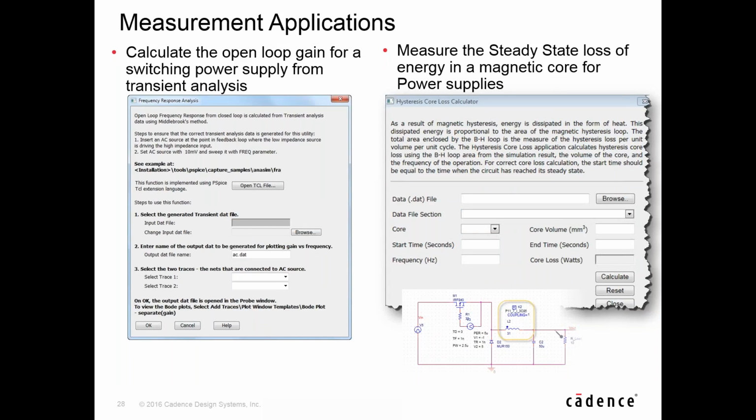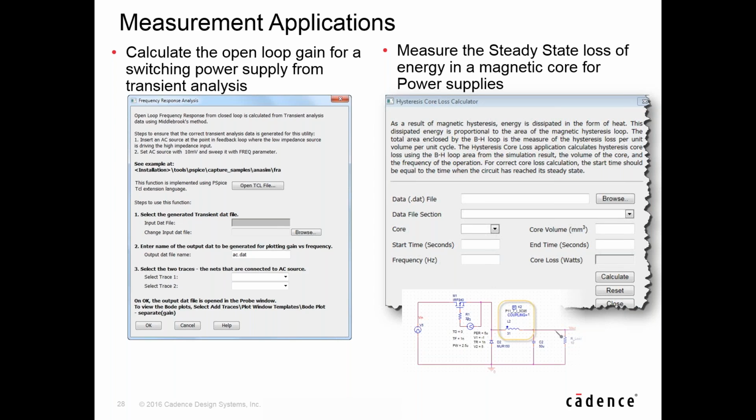Once you run the simulation, we've also added some measurement applications that are very specific, but we noticed these were things that people were having to use hand-based calculators or spreadsheets or other outside-of-the-tool applications to accomplish. So 2 of them are frequency response analysis. If you need to calculate the open loop gain for a switching power supply using transient analysis, you can use a frequency response analysis to do that. So you basically sweep a circuit across a range of frequencies, give all those AC simulation results to the frequency response analysis, and then it'll use Middlebrook's method to calculate the frequency response.